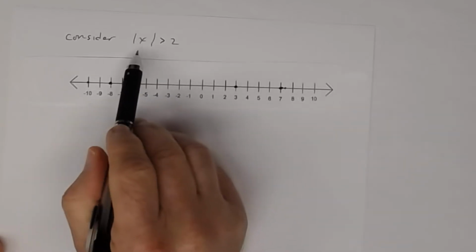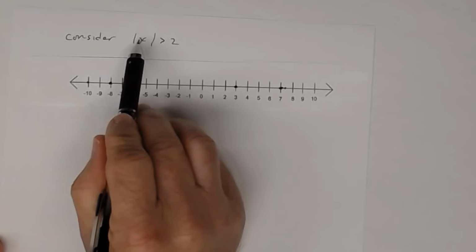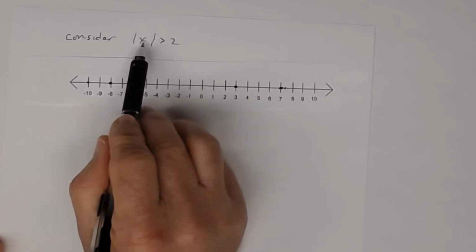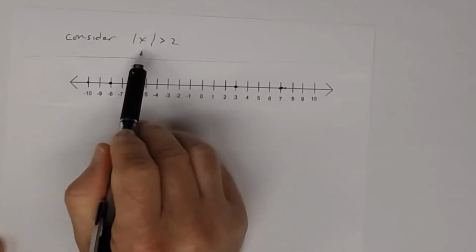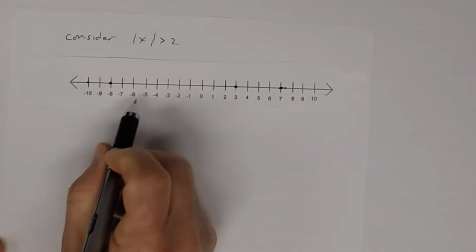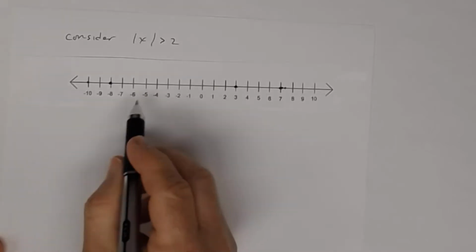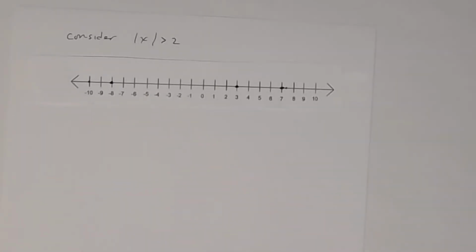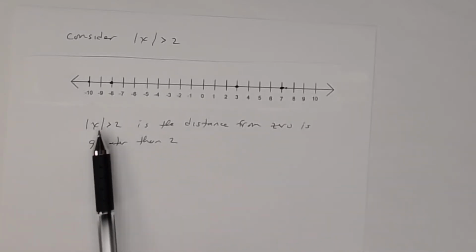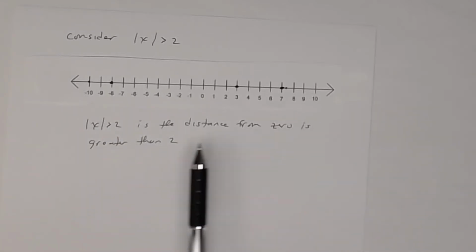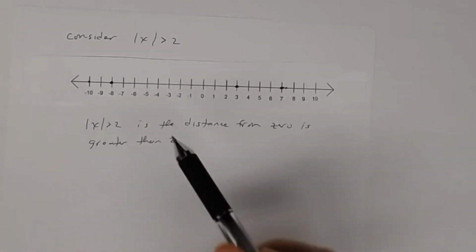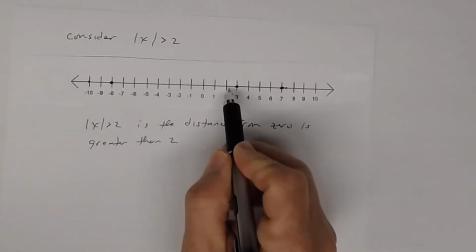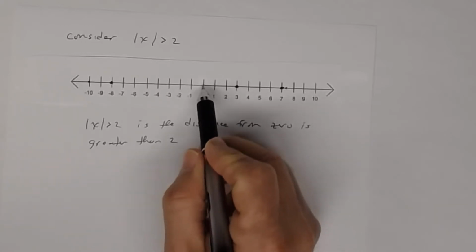So keep in mind that you want to find all values of x such that when you take the absolute value of it, it is greater than 2, right? Another way to think about this is in terms of the definition of absolute value. What this means is the distance from 0 is greater than 2. So if you look at any number greater than 2, that distance, you see here, 0 right here.